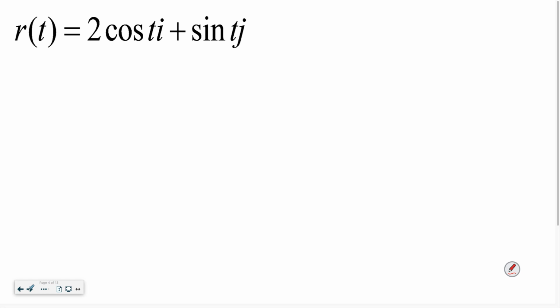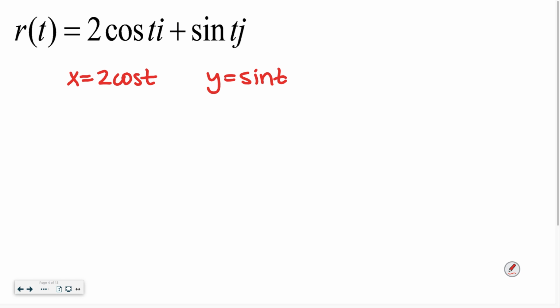So let's think about this. If this is our vector valued function, we can still think about x being 2 cosine t, and we can still think about y being the sine of t. And what would make our lives easier in terms of figuring out what this graph looks like without having to plug in values? Eliminate the parameter.